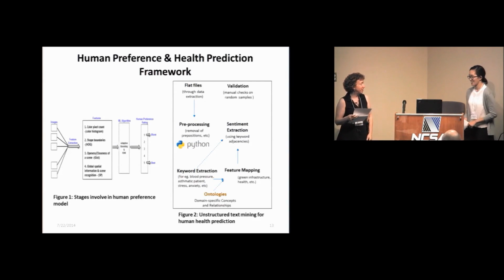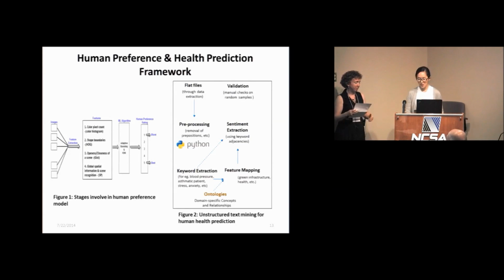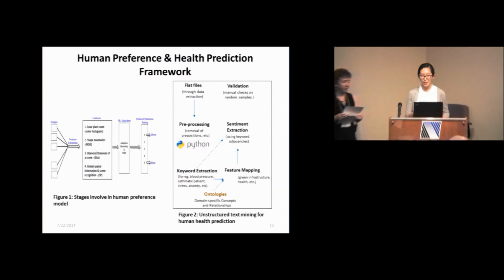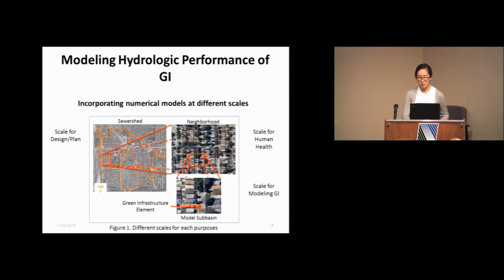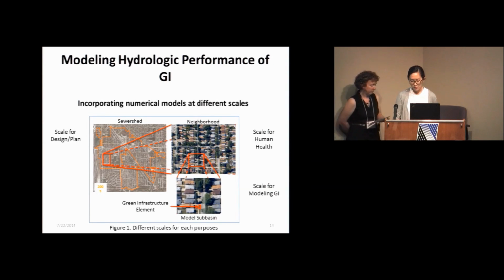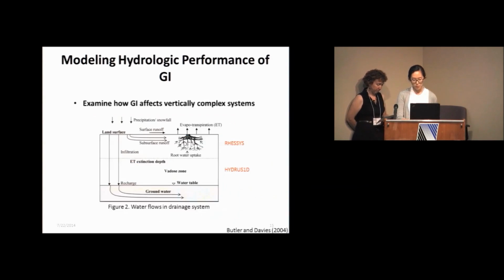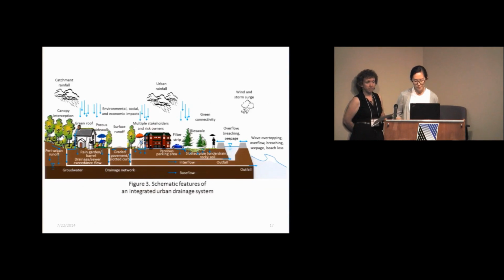So go ahead, Tom. Thank you, Professor Miskar. I'm Sun Young Park, a grad student of Professor Schmidt. And my research topic is modeling hydrologic performance of green infrastructure. And I would like to introduce a research context as a use case, starting from these figures.